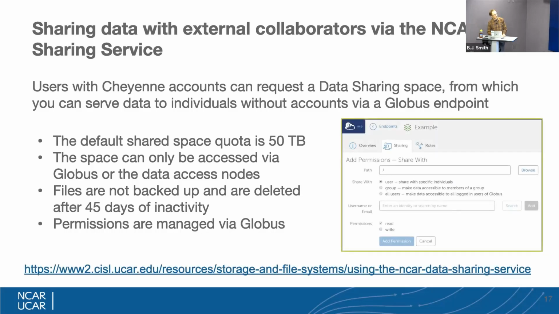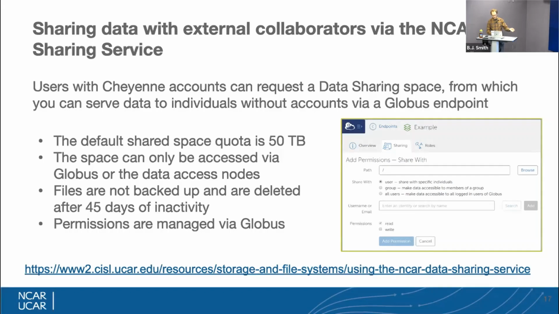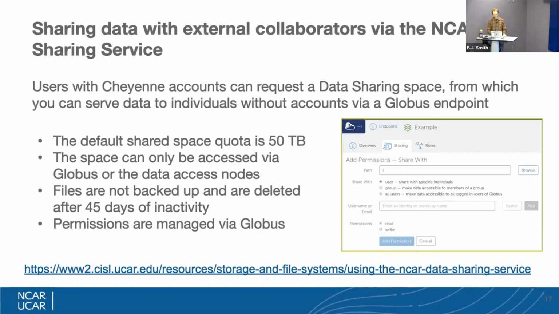And again, this is kind of what that looks like. You have a path. I can share it with a specific user, I can share it with a group of users, or I can share it with all users of the Globus service. I can give it read or write permissions. Again, there's no execute because you're not going to execute something through Globus. And then I can specify those via their email addresses. So again, if you Google NCAR data sharing service, you'll get this link to this website, and that'll have more detail about it. But you would basically start the process by sending us a support ticket.